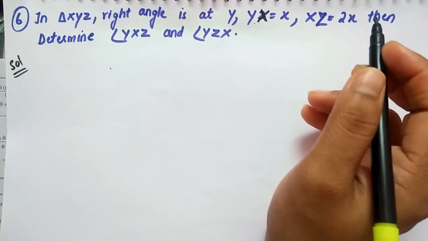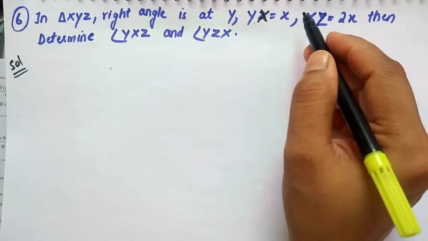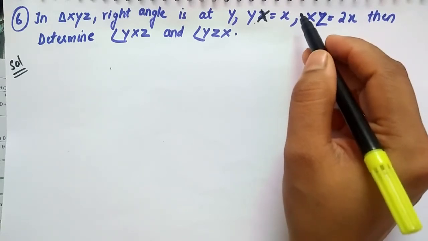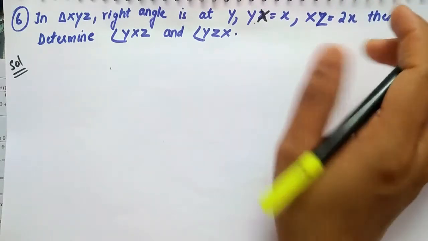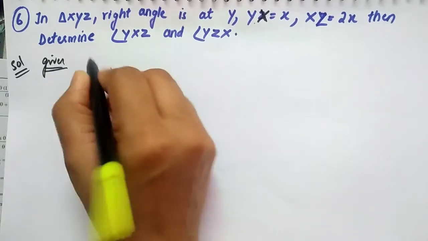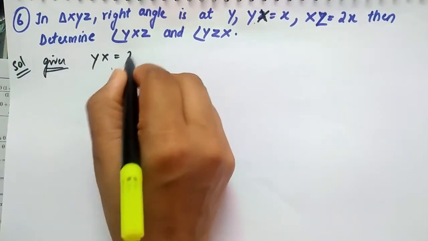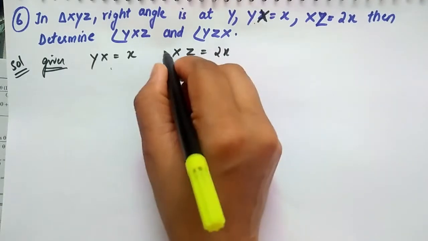So it's simply, instead of giving some centimeters, the value is given in terms of x. So whenever you see such problems, first try the given aspects. Okay, what is given? Yx is small x, and xz is 2x.